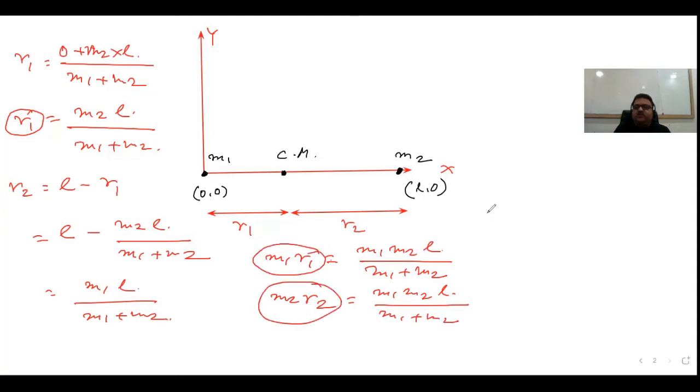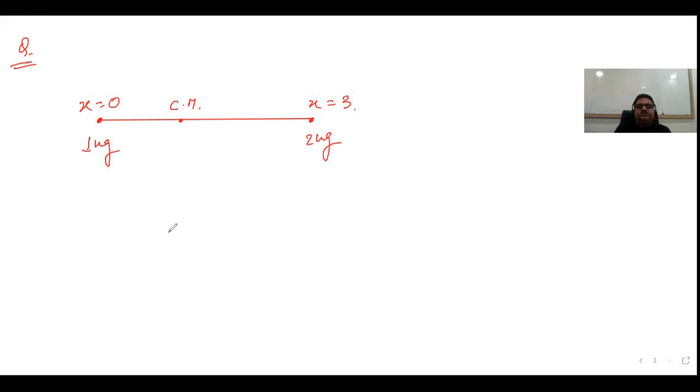So for problems related to the location of the center of mass of a system of particles, we can solve them very easily and in a very short time by using this simple form: m1r1 equals m2r2. We need to remember this. Now I'm going to show you a few problems related to the location of center of mass of a system of particles. Then I will show you how to find the location of center of mass of a rigid body.